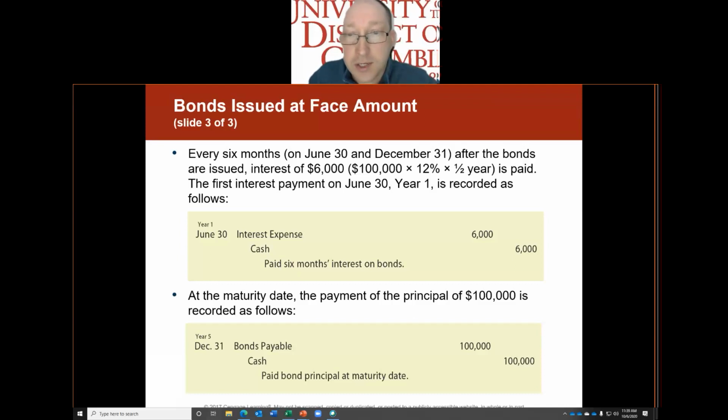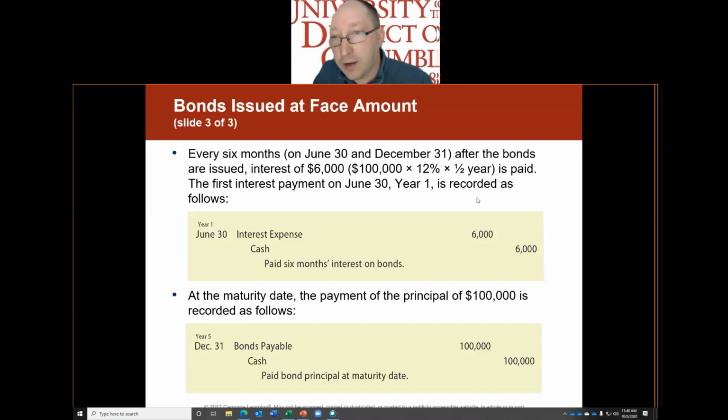Since this is twice a year, we're going to pay $6,000 worth of interest. How do we get to $6,000? We took the face value of the bond and multiplied it by the 12%, and we multiply the 12% by half. In other words, you could just divide the 12% by 2, which gives you 6%, times the 100,000, $6,000.